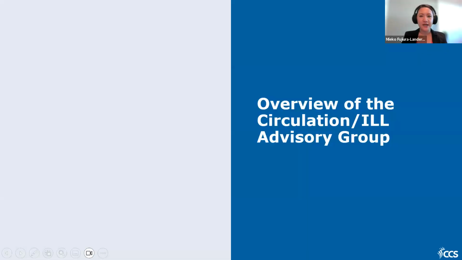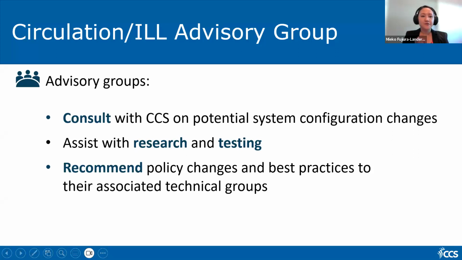First thing we are going to start with is an overview of the Circ ILL advisory group. First meeting of the year, I like to review the purpose of the advisory group and the expectations for the committee members. These are the primary roles of an advisory group. They consult with CCS on potential system configuration changes. They'll assist with research and testing, such as testing potential new settings or new tools, like we did with Vega. The group will also make recommendations for things like policy changes or workflow best practices to their associated technical groups, which for this advisory group are both the circulation group and the interlibrary loan group.